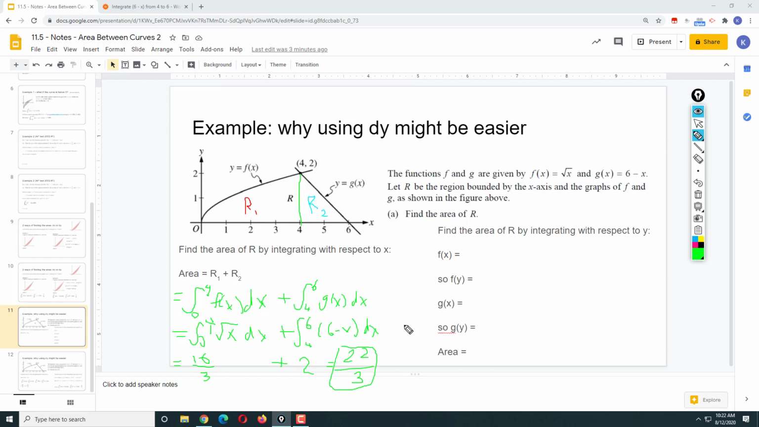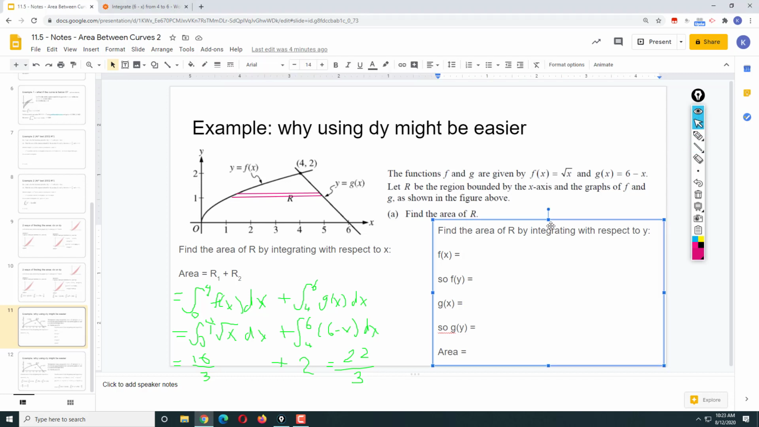But we can integrate with respect to y instead. What happens if we do that? When we do that, we no longer have to do two integrals. Why? Because when we use horizontal rectangles, the area is just bounded by g minus f, from right to left. Of course, to integrate with respect to y, we have to find f of y and g of y first.